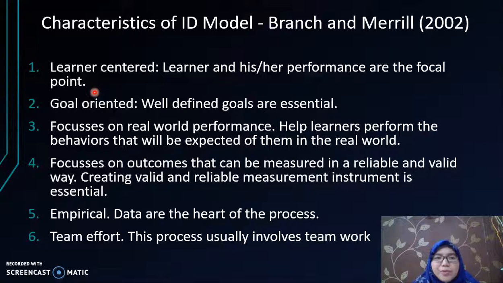Okay, next is goal-oriented. Well-defined goals are essential. Goals are stated at the beginning of the lessons, which is the purpose of why the materials are created or why the lessons are created and what the learners should do. Okay, next is focuses on real-world performance. ID models must help the learners perform the behaviors that are expected for them to apply in the real world.